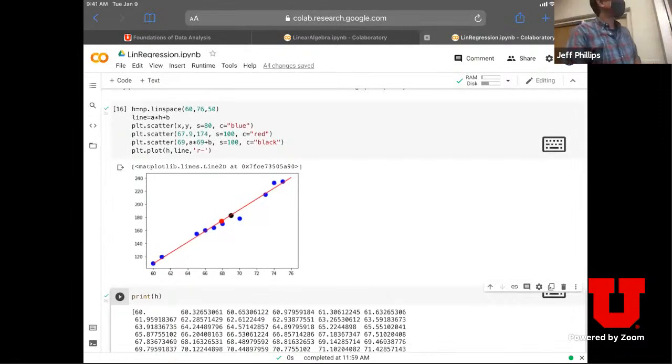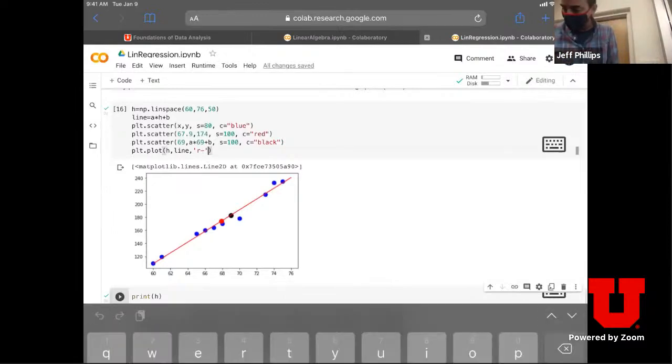And then I can evaluate at 69, get the black point, and it turns out it's right on the red line. To plot the line, now I just pass in h, which is the x coordinates, and line is now all the y coordinates. Again, I'm just calling plt.plot. That's not a scatter plot, but it plots this line plot, and I'm calling it with a red dash. This is controlling the style. I could do something else here.